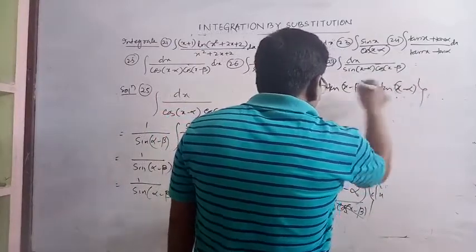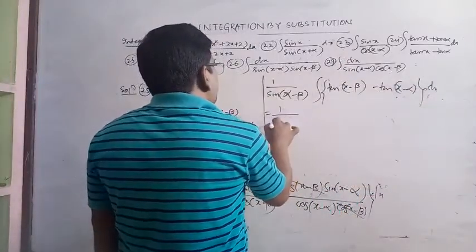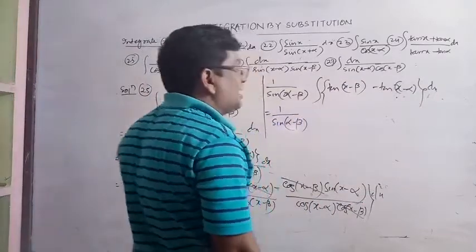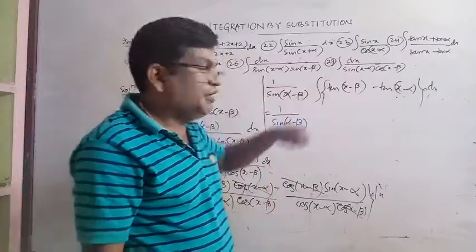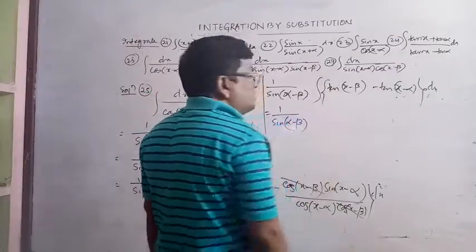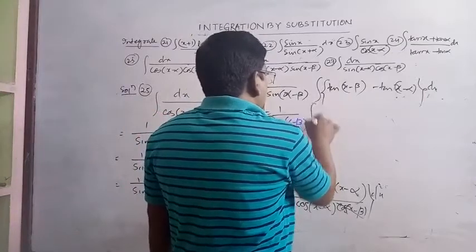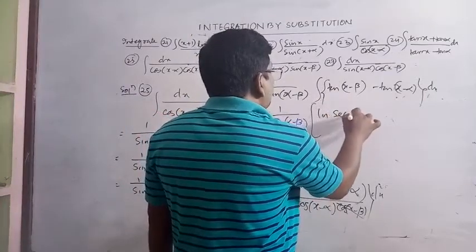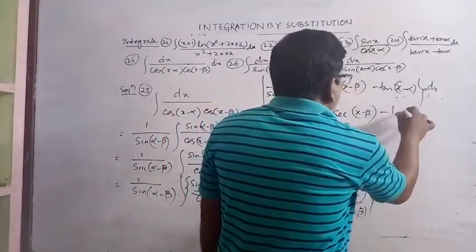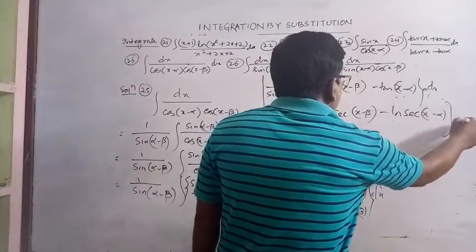So this is equal to what? What is the integration of tan(x − beta)? That is 1 by sin(alpha − beta). What is integration of tan x? For tan(ax + b), 1 by a, here x coefficient is 1. So log sec x. So this is equal to log sec(x − beta) minus log sec(x − alpha) plus c.